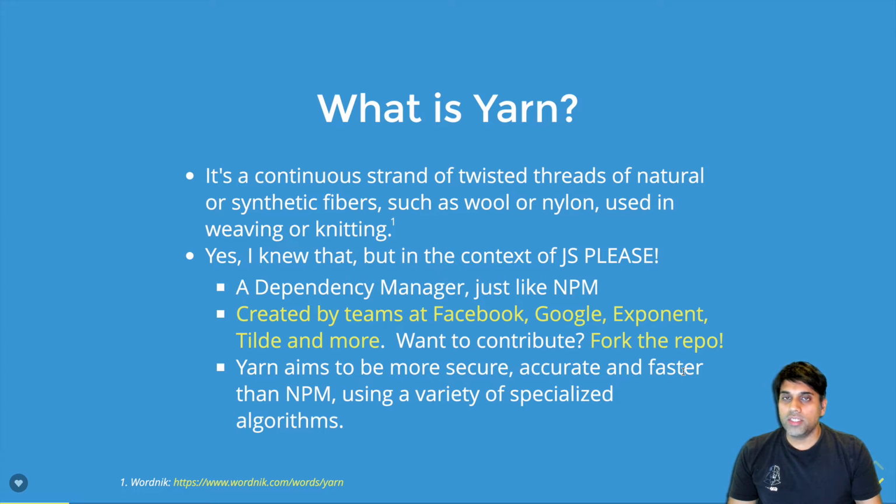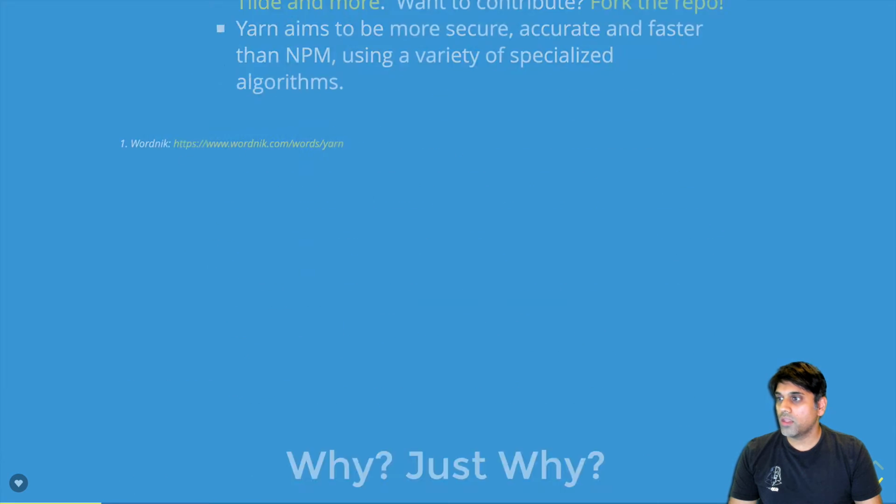The whole idea is that Yarn was meant to be more secure and faster, as well as accurate, using a variety of specialized algorithms. Some of the main problems that NPM has, even to this day, are that it's still kind of slow to download packages, and sometimes you might download packages that have viruses. This aims to prevent all that.